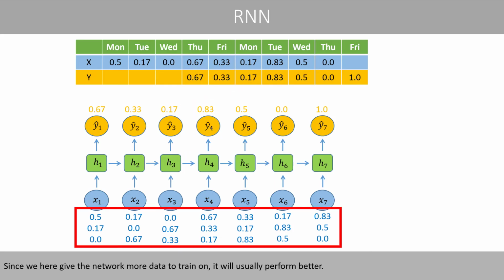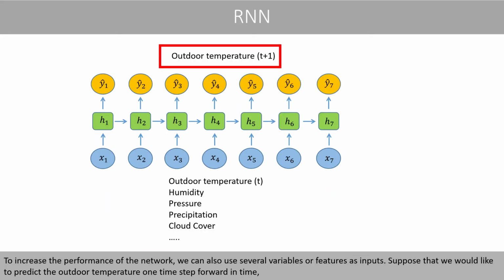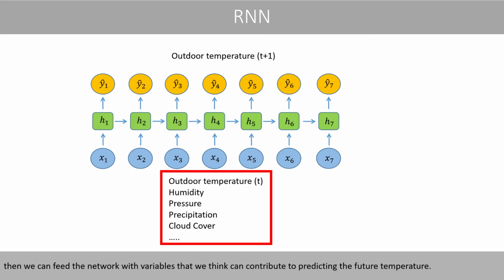Since we here give the network more data to train on, it will usually perform better. To increase the performance of the network, we can also use several variables or features as inputs. Suppose that we like to predict the outdoor temperature 1 time step forward in time. Then we can feed the network with variables that we think can contribute to predicting the future temperature.